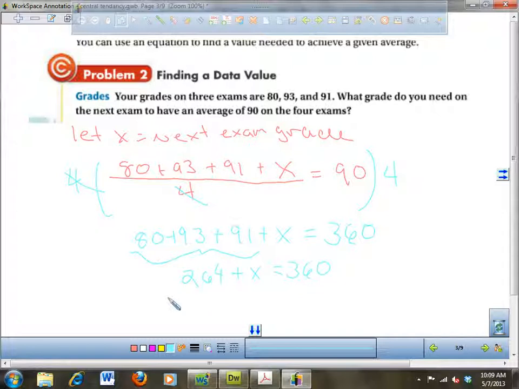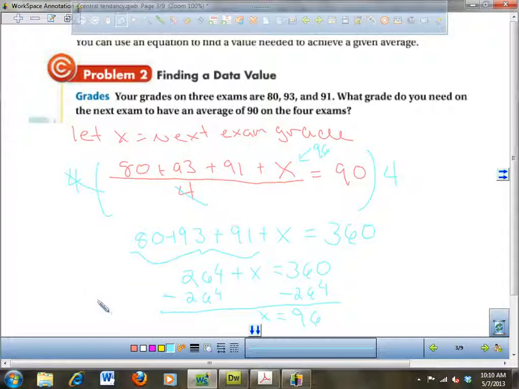And now I subtract 264 from both sides. Minus 264, minus 264. And I get x equals 360 minus 264, which is 96. So in order to have an average of 90, you need to get a 96 on that last test.